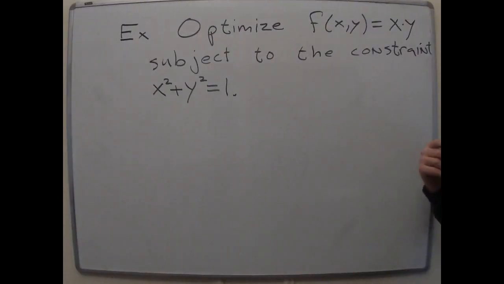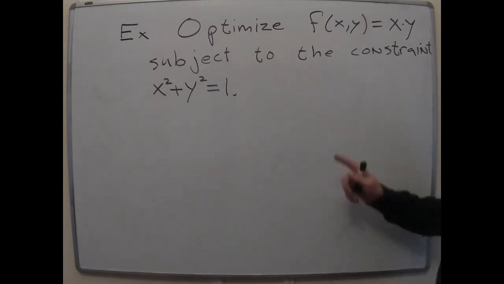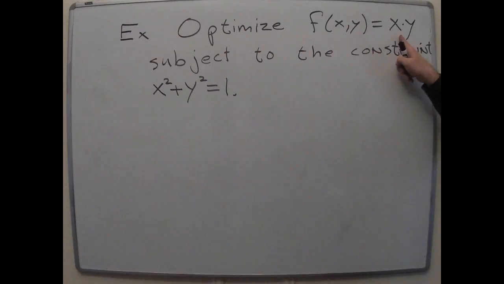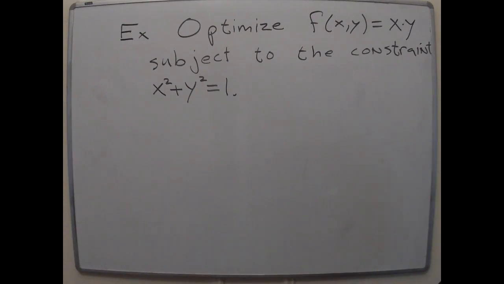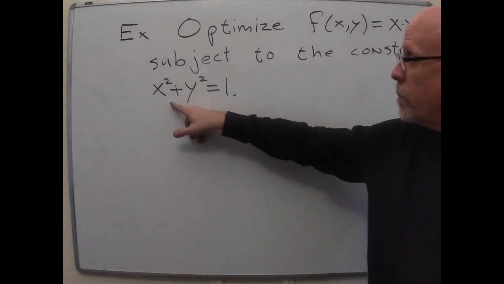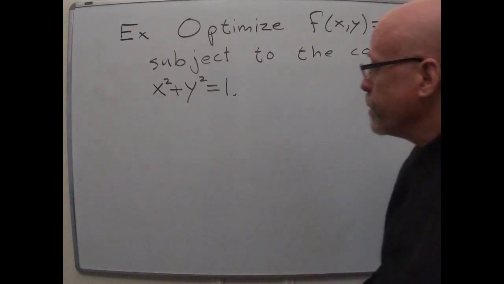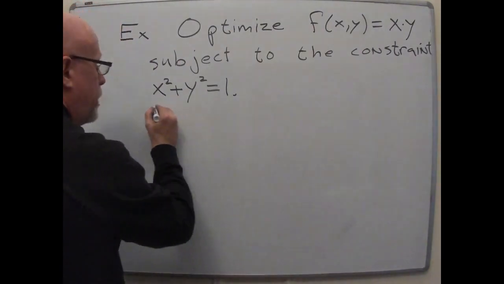All right, so with that terminology in hand, here's a typical optimization problem with constraints. You're going to optimize the function. I've just got a nice simple one, x times y, subject to the constraint x squared plus y squared equals 1. So our objective function is the product xy, and our constraint condition is that the sum of the squares equals 1. All right, so how do we do it?